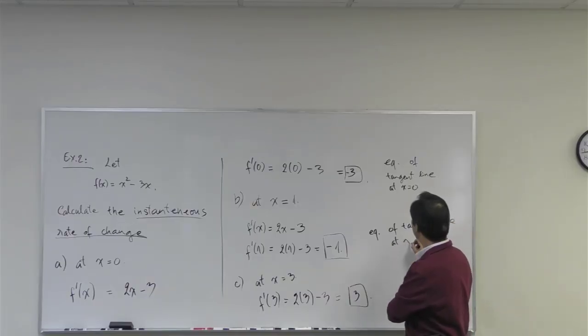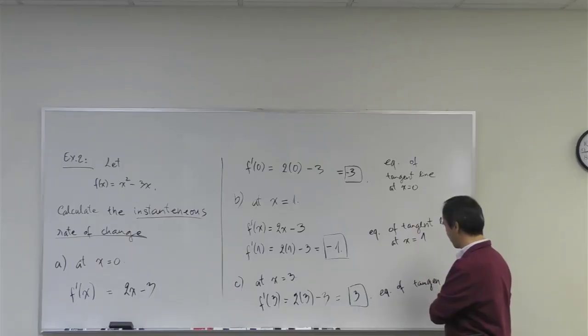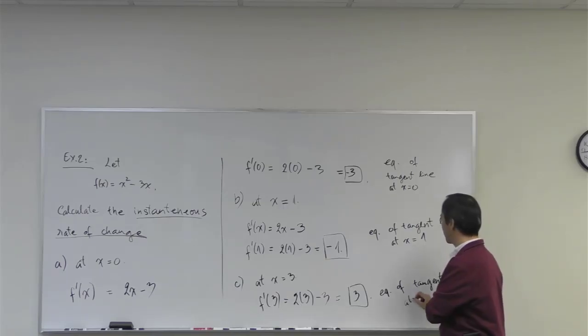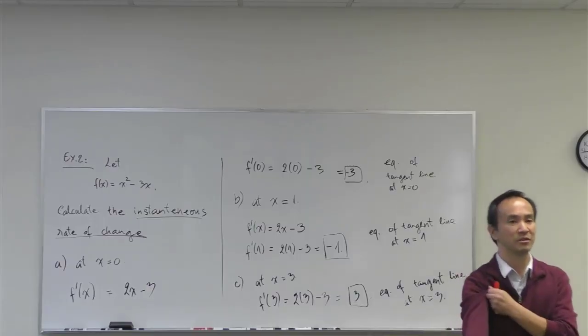at x equals 1. And then I also want the equation of the tangent line, and it should be taking quick now. It should be pretty fast. The tangent line at x equals 3. Okay, I'm going to prepare the screen right now.